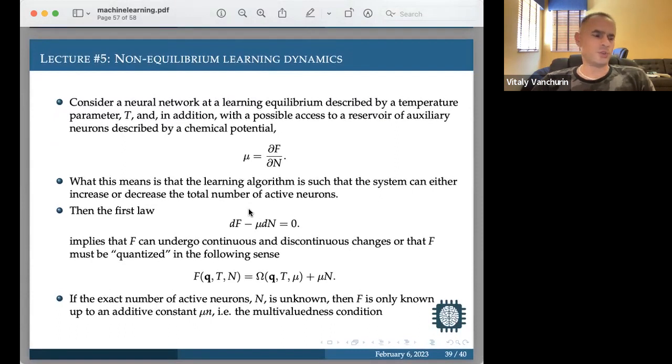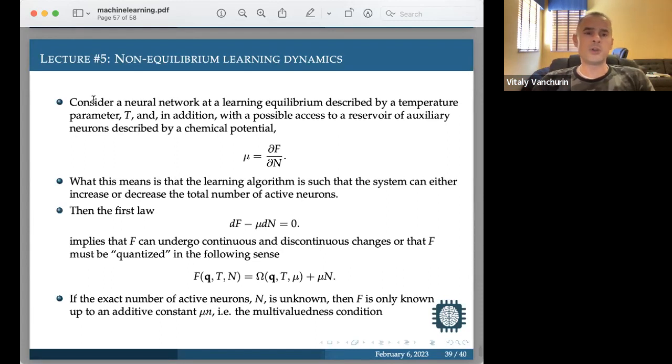Two lectures ago, we discussed a statistical ensemble, which I call the canonical ensemble, where the main idea was to consider an ensemble of non-trainable variables where the average loss function is fixed. Then we use the maximum entropy principle and derive the canonical distribution. Canonical meaning the number of neurons is fixed, but the energy, or loss function, can change, while its average value is fixed.